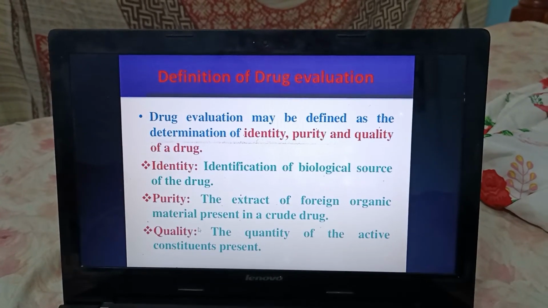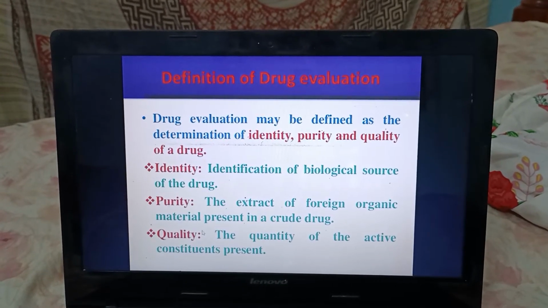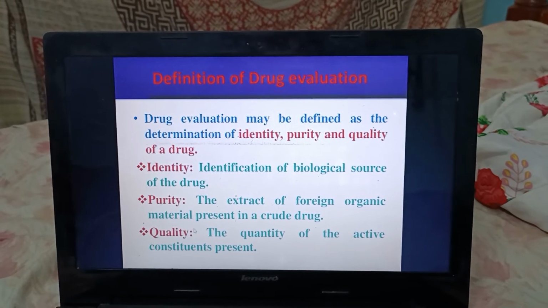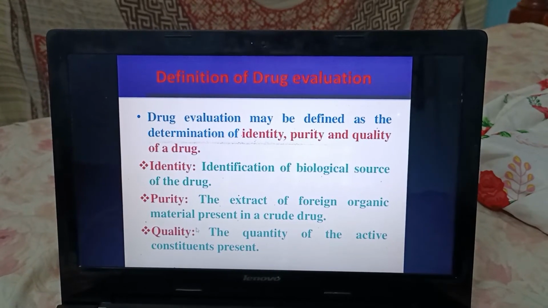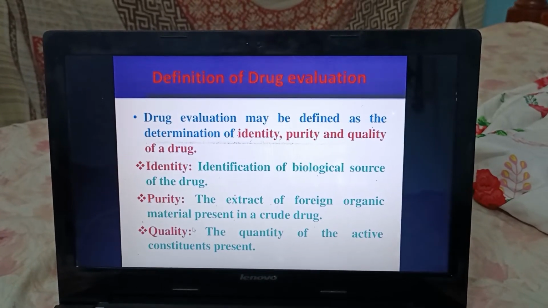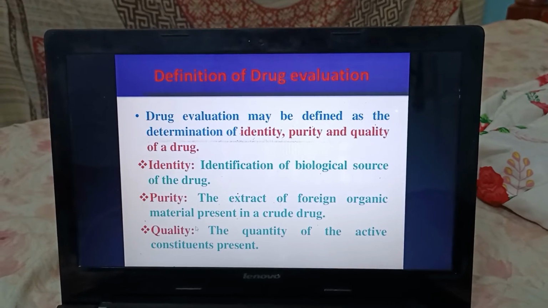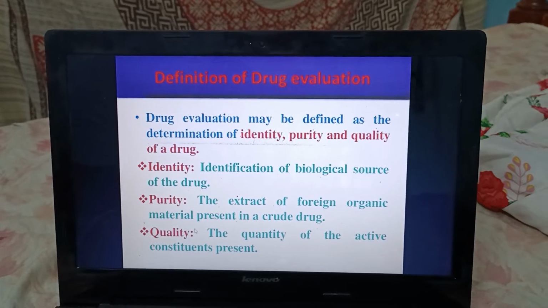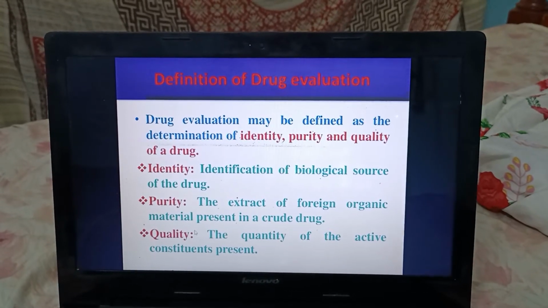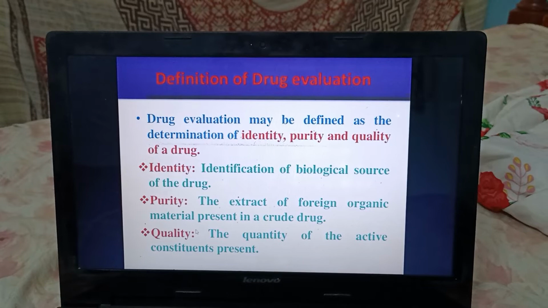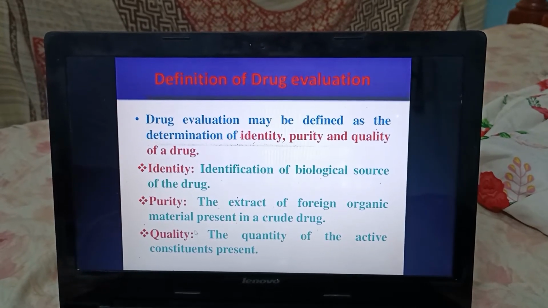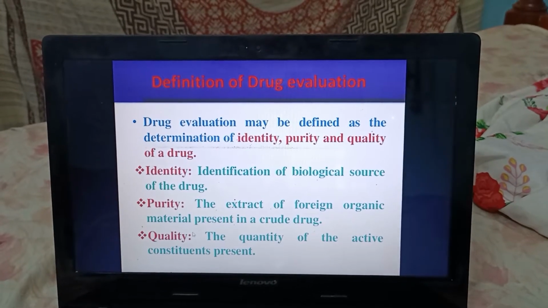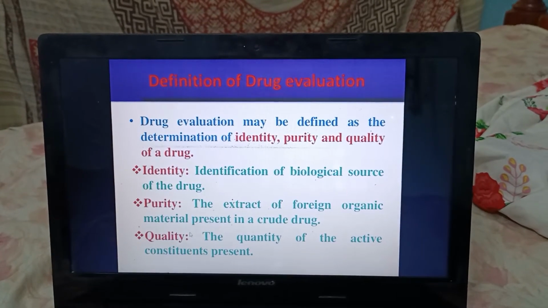So from the crude drug, which organic material we are going to extract from the crude, that is purity. And the final one is quality, the quantity of the active constituents present. So before that, what we are saying is the purified form of the exact compound which is derived from the crude drug. So in case of quality, how much quality means how much of the purified compound. Okay.